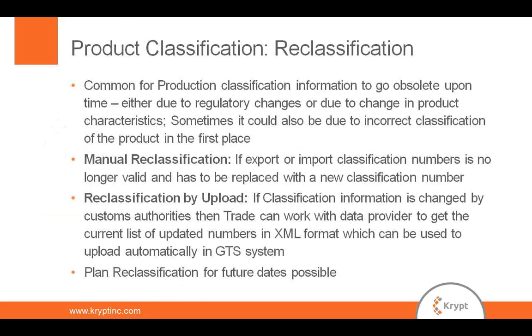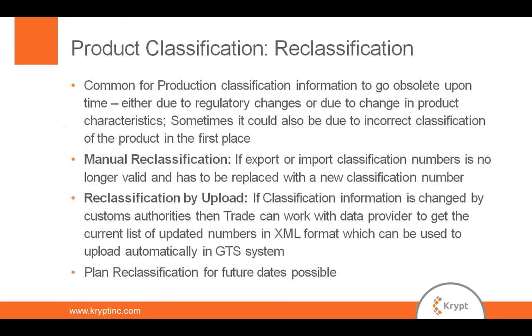And also, reclassification can be planned in the future. For example, if you know for sure that a particular HTS or ECCN number is going to be obsolete in 2 months' time, you need not wait for the next 2 months. You could just go into the system, give the appropriate date, and carry on the reclassification. That way, once the date comes in a couple of months, the system would automatically pick up the new HTS or the ECCN number. So you could also plan reclassification for future dates.